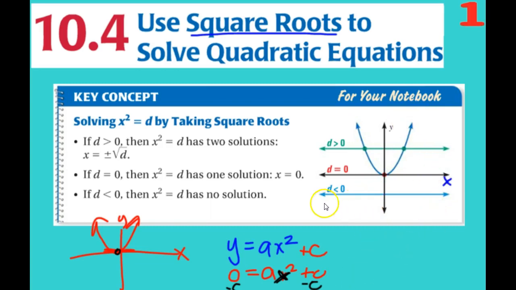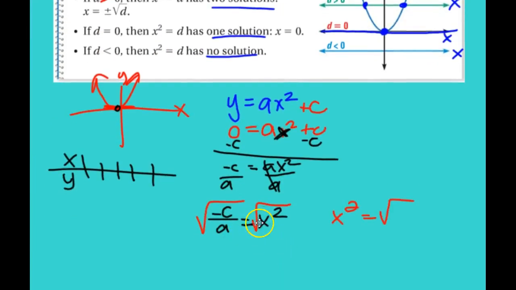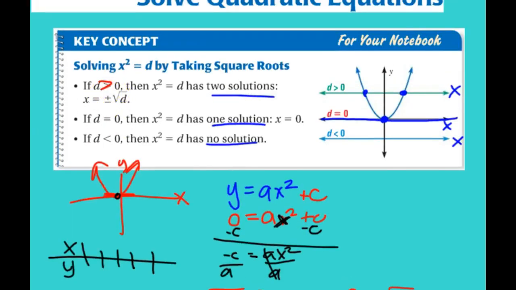If your parabola does not cross the x-axis, there's going to be no solution. If it crosses the x-axis at only one point, that's when we simply have one solution. Or if it crosses the x-axis at 2 points, then it has two solutions. So here it says if d is greater than 0, then x squared equals d has two solutions. Right here, x squared equals this whole thing, they just use the letter d to represent negative c over a.